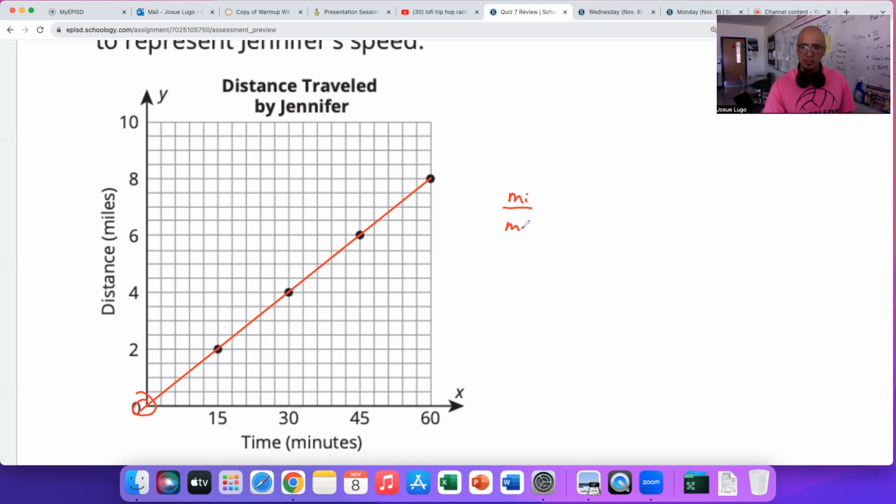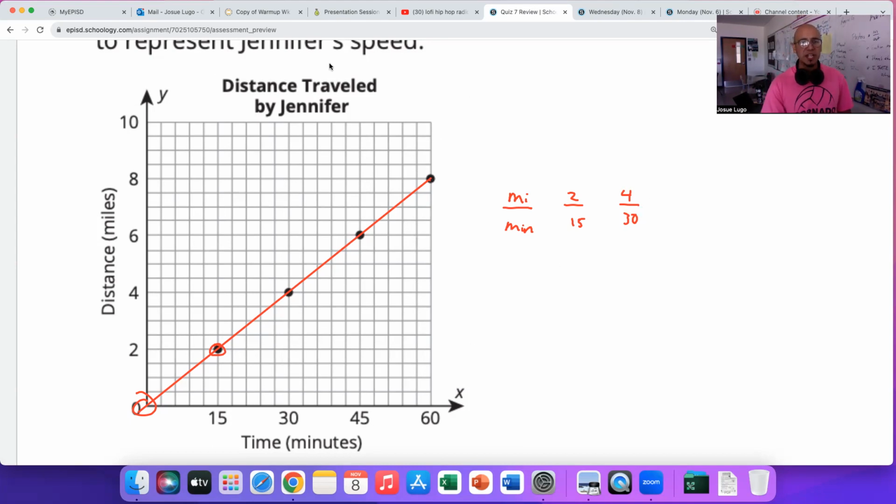In this case, we have minutes, miles per minute. And you might say, well, what is the fraction? What is the ratio? Well, it's right here, miles. So when miles is, for example, right here, when miles is 2, that same point, the minutes is 15. I can use that one. Or I can use this one. When the miles is 4, the time is 30. So 4 miles in 30 minutes. Or over here, when it is 6, it's going to be 45, or 8, it's going to be 60.